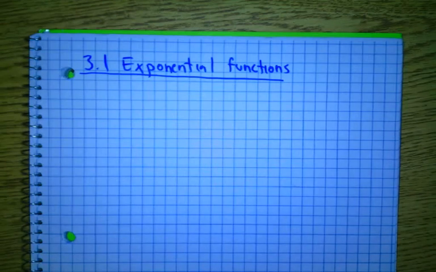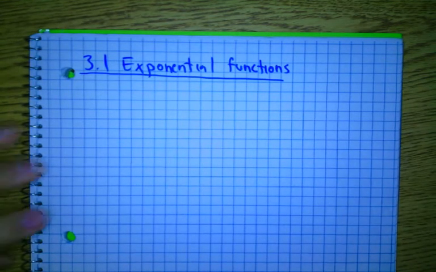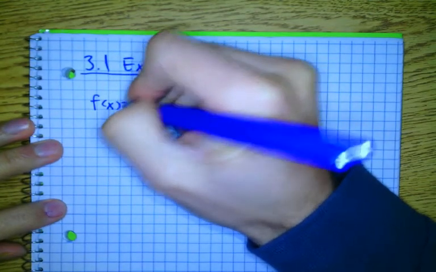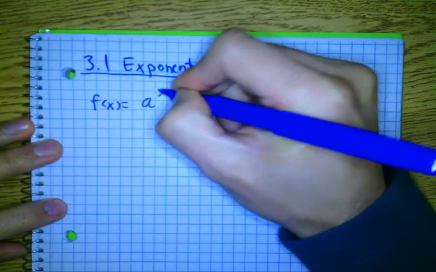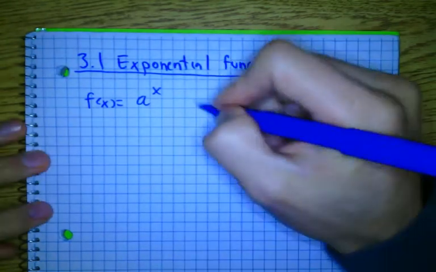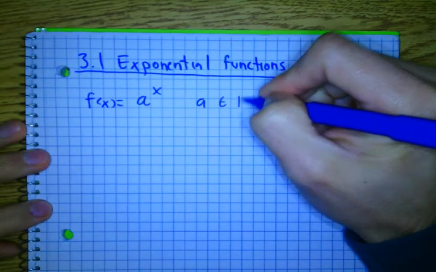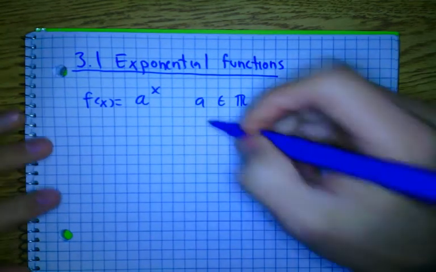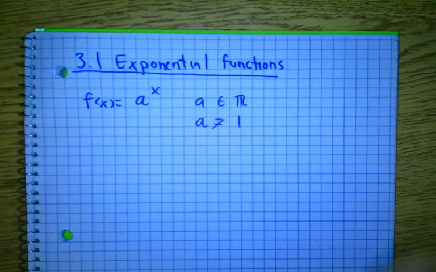Does anyone remember what exponential functions are? Good. The variable is going to be on the exponent. So they're going to look something like this: f of x equals a to the power of x, where a has to be an element of the real numbers. A also cannot equal 1.